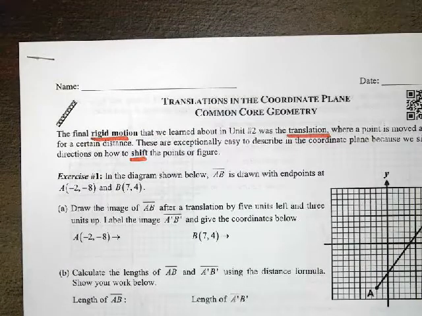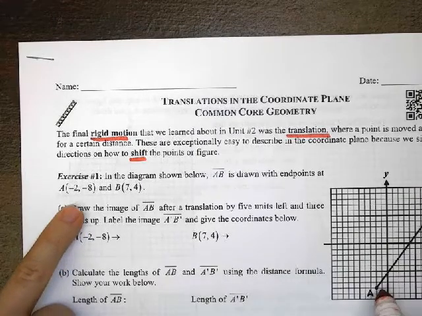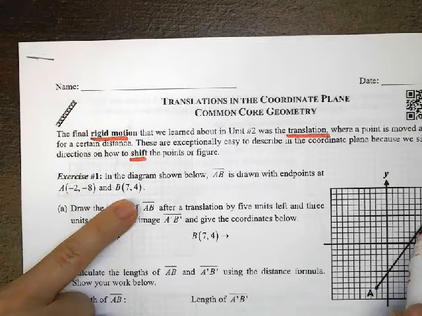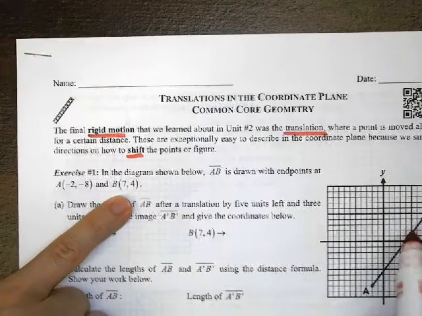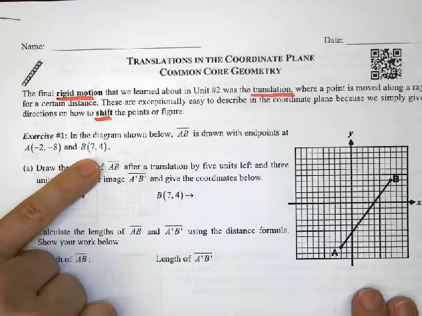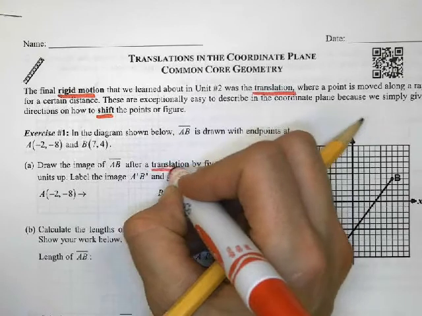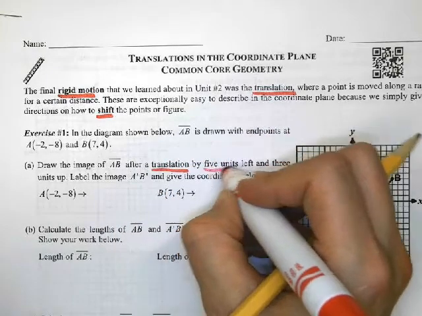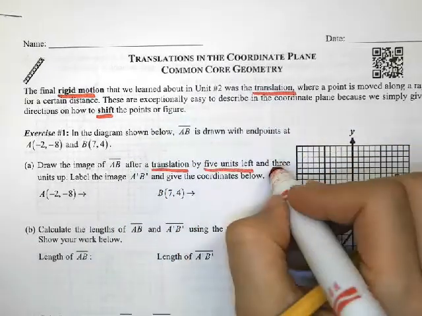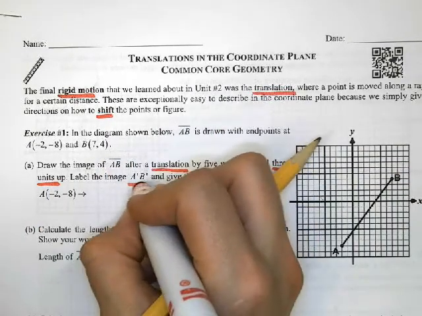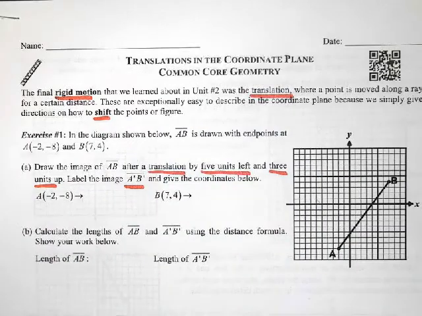So if we're looking at exercise 1, they give us that the segment A with -2, -8, and B 7, 4 have been graphed for us within this coordinate plane. What they want us to do is to translate, or translation, of 5 units left and 3 units up, and it tells me to label it as A prime, B prime, which is our signal that we need to graph this. It also says to draw it.